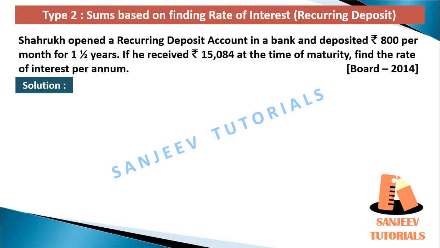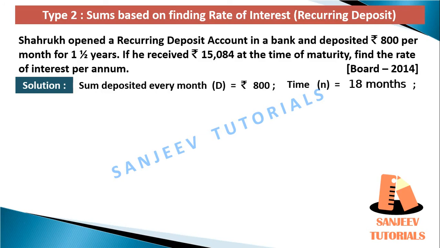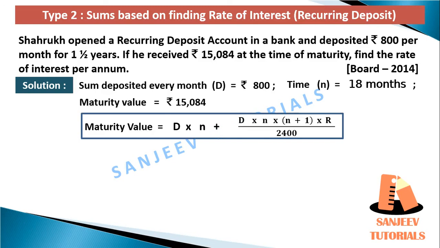So data available is sum deposited every month is rupees 800. Time given is 1.5 years, which is same as 18 months. Maturity value is rupees 15,084, and we are supposed to calculate the rate of interest. As we have seen in our previous slides, maturity value is given by this formula. The formula does not change.